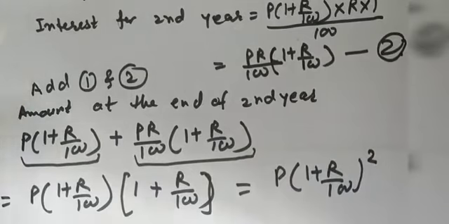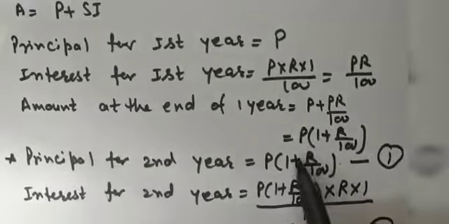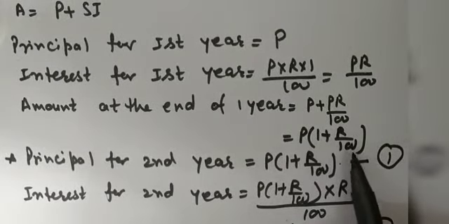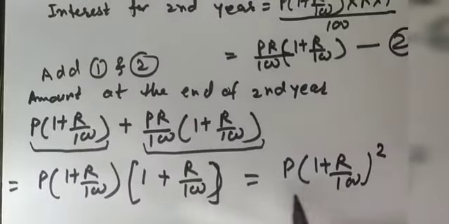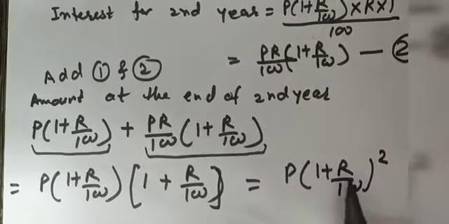If we find the amount at the end of the third year, you will get P into 1 plus R upon 100 raised to power 3 and so on. Because for the first year it was P into 1 plus R upon 100, for the second year it is P into 1 plus R upon 100 square, and for the third year it will be P into 1 plus R upon 100 raised to power 3 and so on.